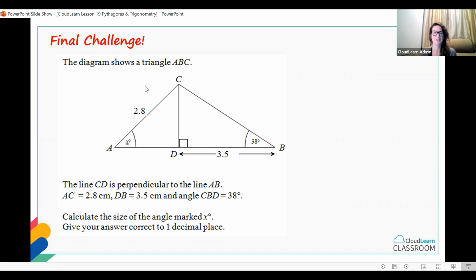The diagram shows a triangle ABC. Okay, so we've got this bigger triangle here. The line CD is perpendicular to the line AB. Now, you asked the question earlier about, will the right angle always be shown?